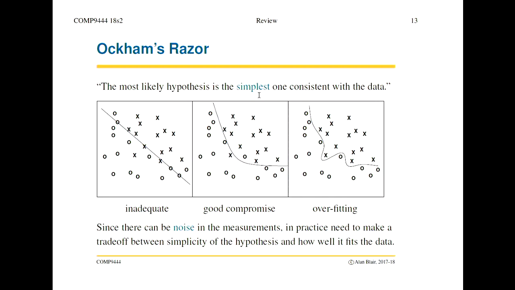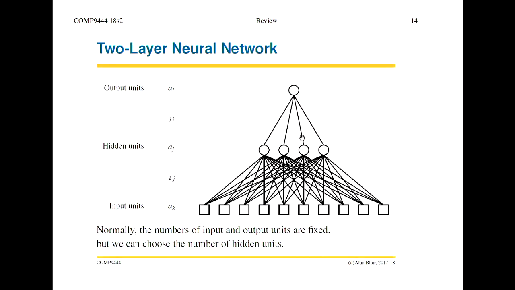Now in supervised learning, we talked about Occam's razor, which is fundamental to all machine learning paradigms. So we want to make a trade-off between the complexity of the model and how well it fits the data. So that's a simple model but doesn't fit the data well. This fits the data well but a little bit too well. And we're always looking for this kind of compromise in the middle.